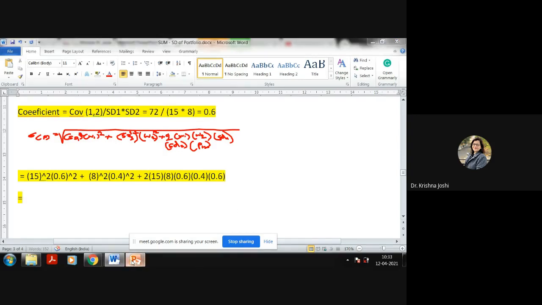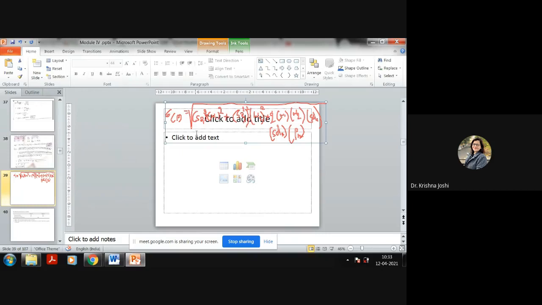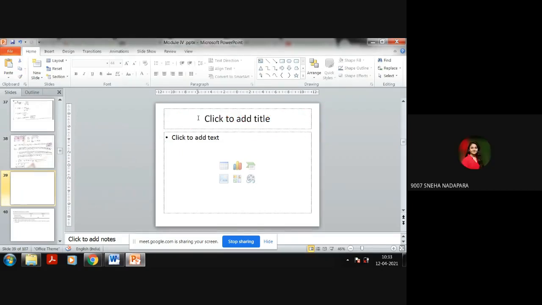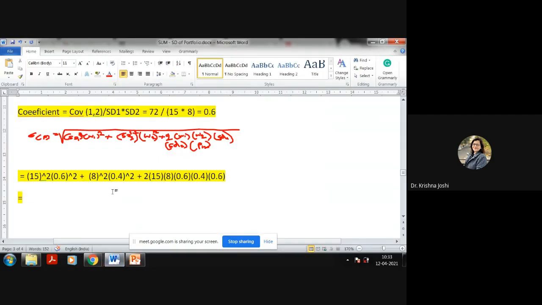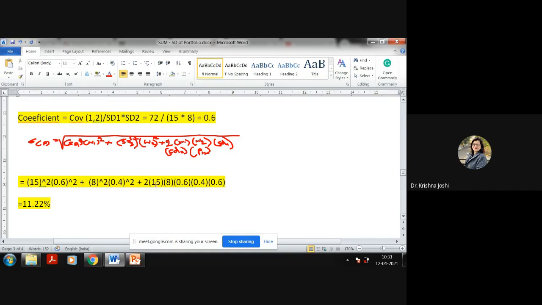Tell me the final answer. 125.8. And if you take the square root of 125.8, what is the answer? 125.8 is your variance, and its square root is 11.22. 11.22 percent. This is our standard deviation, right?